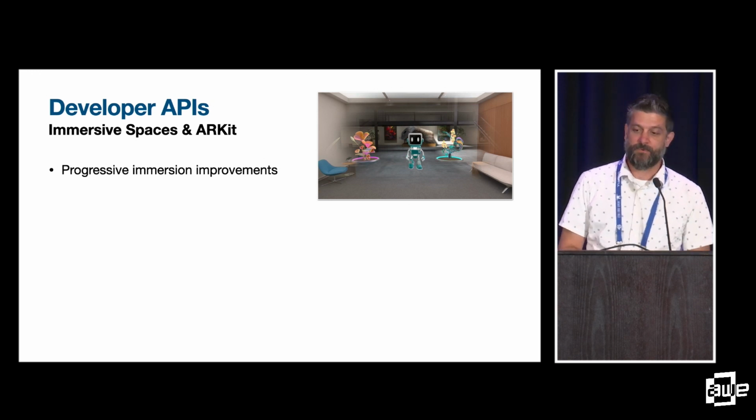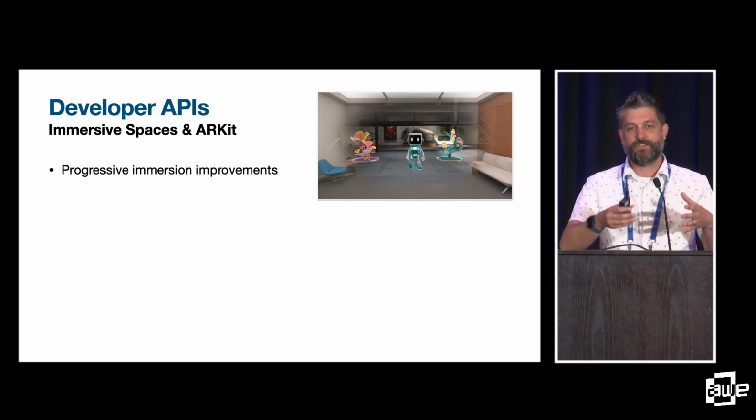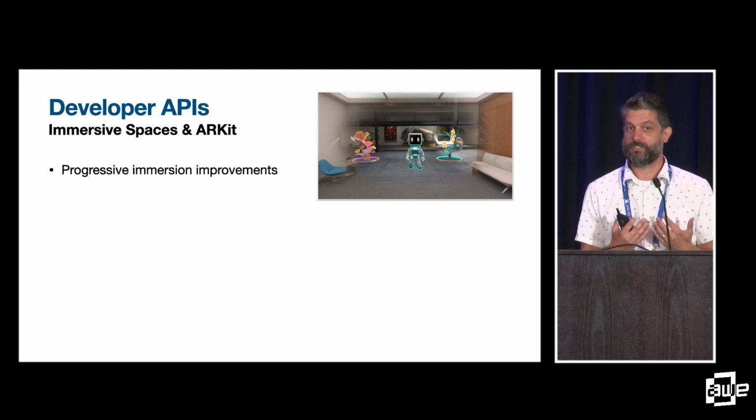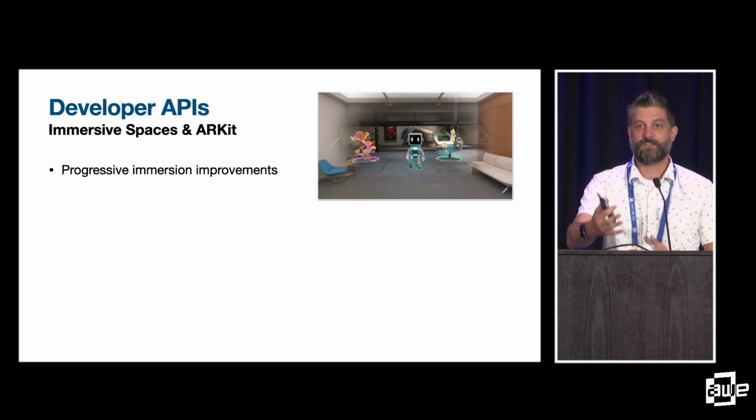So in Apple's example, this botanist app, when you go fully immersive, the robot actually walks towards you, and then as you dial down the immersion to just a small point, the robot walks away from you.